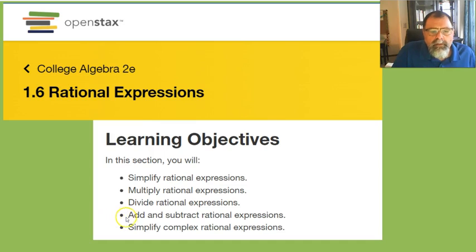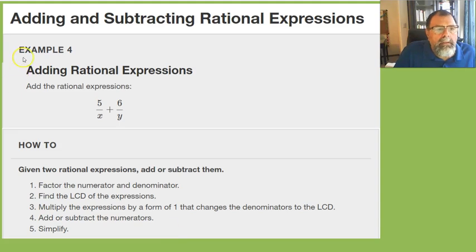Okay, on to the next learning objective, add and subtract rational expressions. Let's look at example 4, adding rational expressions. Add the rational expressions. So the guidelines to do this are: you're going to factor the numerator and denominator. Okay, there's nothing to factor in these. Then you're going to find the LCD of the expressions.